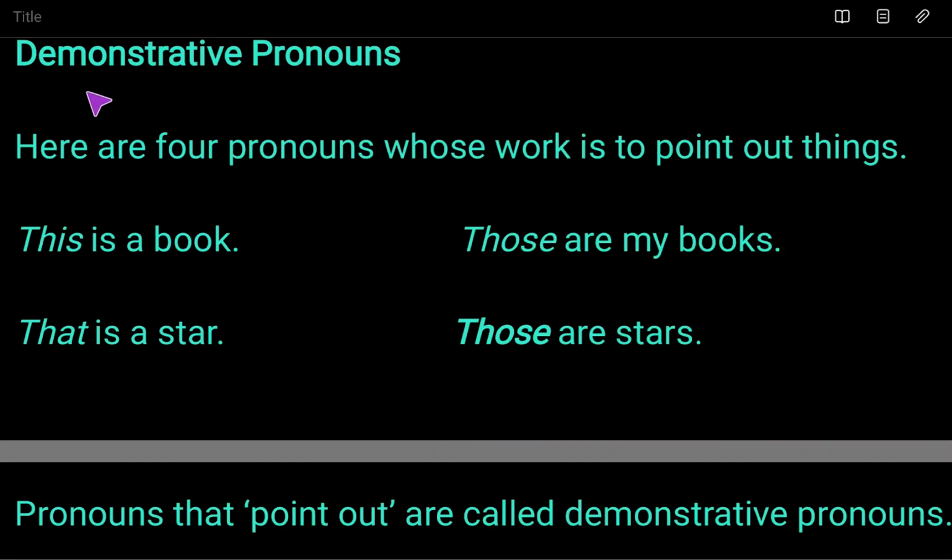Same thing is here. Another pronoun we are going to read today is demonstrative pronouns. Here are 4 pronouns whose work is to point out things. This is a book. Here by this we are getting a point. Those are my books. In this place by the word those. That is a star. Here that. Those are stars. Here those. By these 4 words we are actually pointing something, and that's why these are demonstrative pronouns.